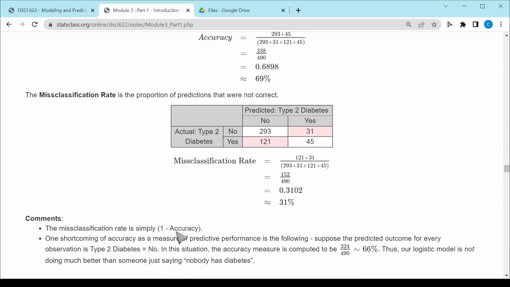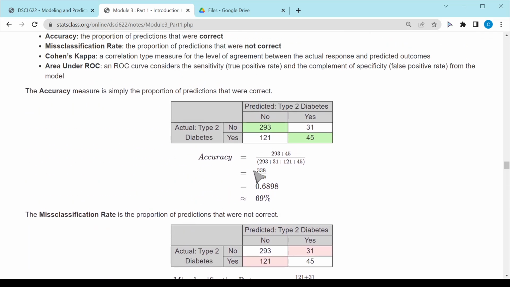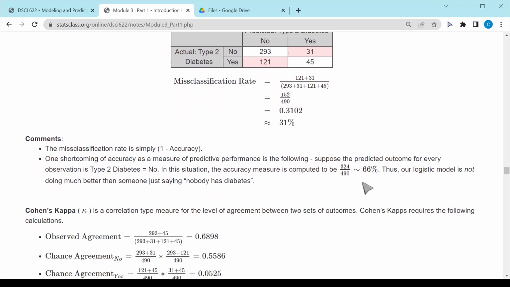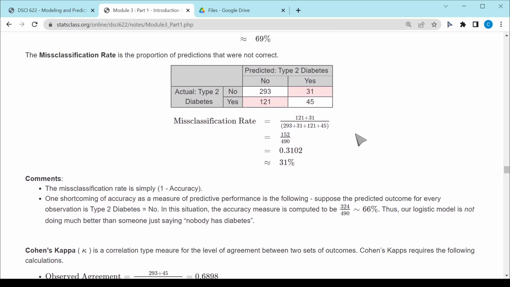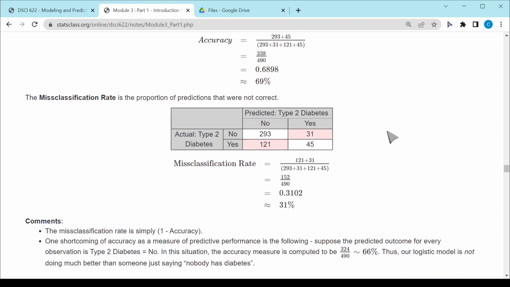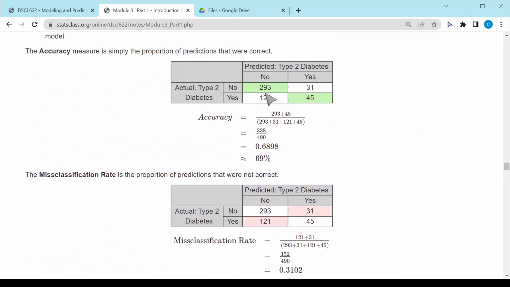Now let's talk about one of the shortcomings with accuracy. Accuracy, as I said, is very straightforward and simple to understand, but there is a shortcoming. Suppose the predicted outcome for every individual was just no. I'm not going to do any modeling. I'm just going to say they don't have diabetes. No modeling at all. I'm just going to say all people do not have diabetes. Well, I'm going to be correct whatever 293 plus 31 is. That's how often I'm going to be correct.